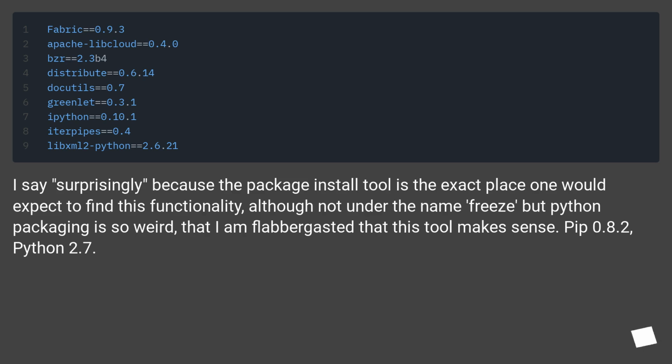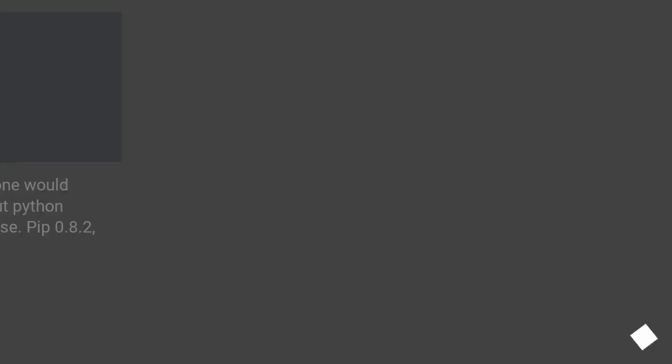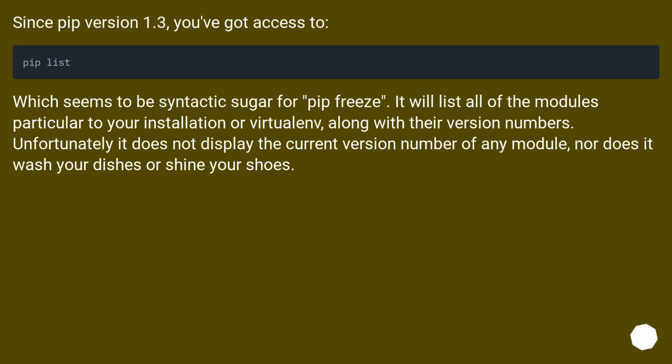pip 0.8.2, Python 2.7. Since pip version 1.3, you've got access to, which seems to be syntactic sugar for pip freeze. It will list all of the modules particular to your installation or virtual env, along with their version numbers. Unfortunately, it does not display the current version number of any module, nor does it wash your dishes or shine your shoes.